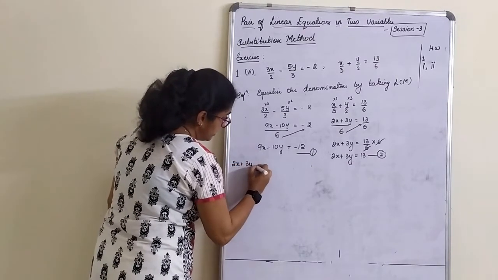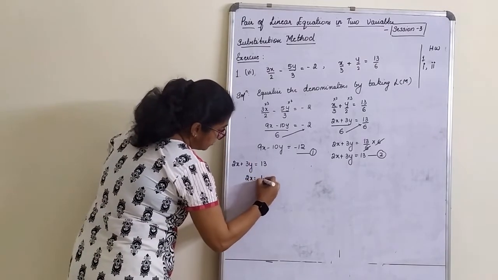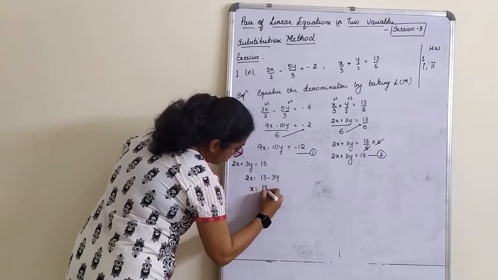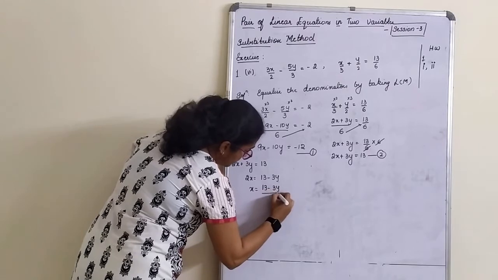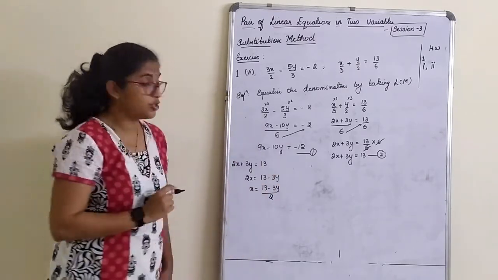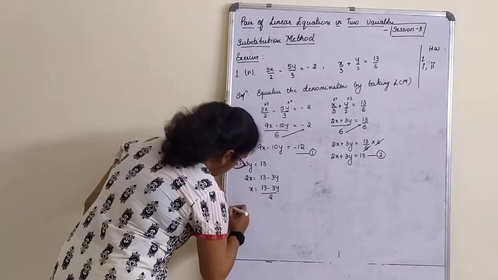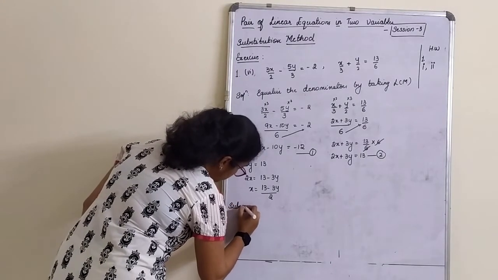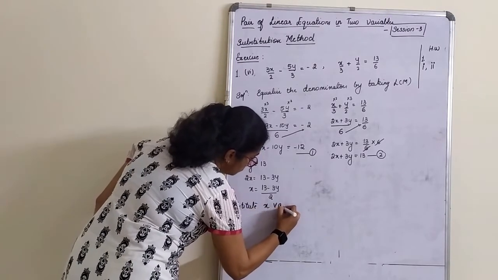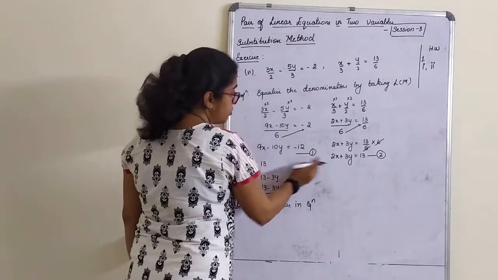2x plus 3y is equal to 13. 2x is equal to 13 minus 3y. x is equal to (13 minus 3y) divided by 2. Okay, so this is the first equation. So we will right now substitute the x value in the other equation. Which equation? We have used two equations.